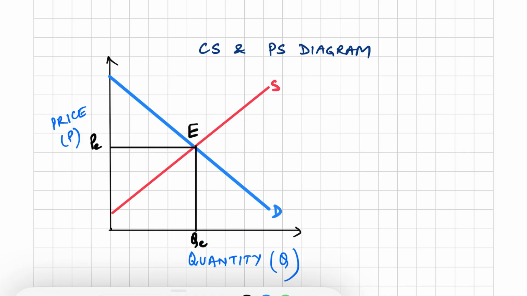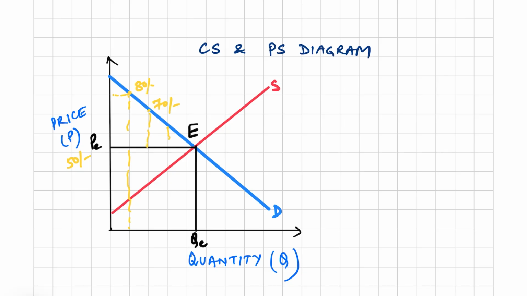Now what does this demand curve show us? This demand curve tells us what each buyer is willing to pay for the product in the market. So for example, if I take this point, let's say this is at 80 rupees. This buyer is willing to pay 80 rupees for this much quantity, but let's say the actual market price is only 50 rupees. So he has to pay 50. So 80 minus 50, the difference between what they are willing to pay and what they actually pay, is the consumer surplus. Let's say another buyer is willing to pay 70, but he has to pay 50. So this is the consumer surplus for that buyer.